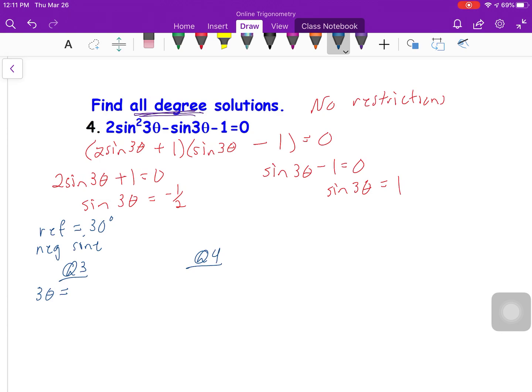in this case, we'll have to add 30 to the 180 degrees to get into quadrant 3. 180 plus 30 is 210. But because we can have infinite solutions, we'll have to add multiples of a full rotation, which is 360 degrees, so multiples of 360. So plus 360n. Now we'll come back and finish that in just a moment.